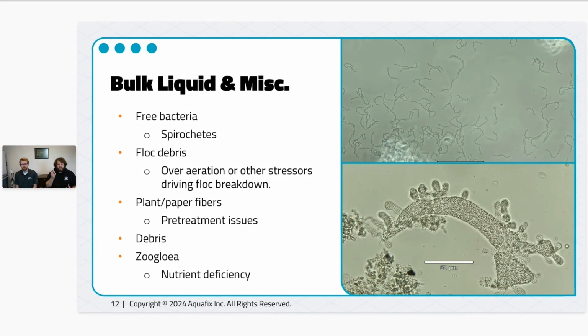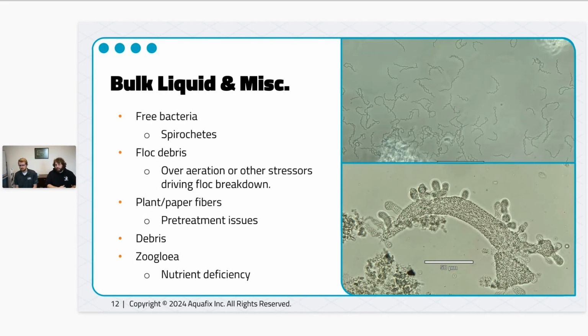It's totally normal to see spirochetes in your aeration basin if you have an anoxic basin, or an anaerobic lagoon or an anaerobic basin leading into your aeration basin. It's very normal to see them then. But if you don't have a low DO section within your plant and you're seeing spirochetes or spirillum in your aeration basin, you have low DO.